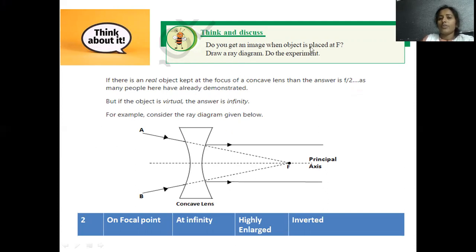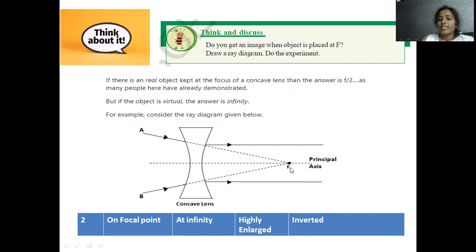Do you get the image when the object is placed at the focal point? So when the object is placed at the focal point, is it possible to get the image or not? Draw the ray diagram, do the experiment. So this is the ray diagram for the condition where the object is placed exactly at the focal point. This is a diagram collected from the internet, from Quora questions. So from that I collected this data. Thank you very much. Okay.